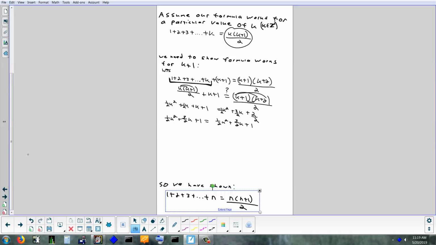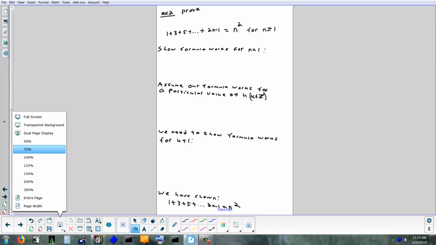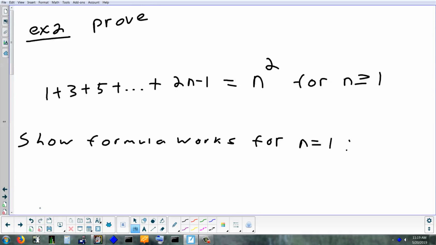So any questions on that? That's an inductive proof. So it doesn't really involve statement reason. It's more algebra. It's pretty much how it goes. All right. So let's try this one.